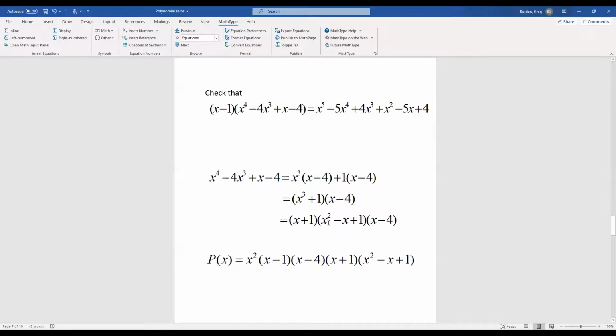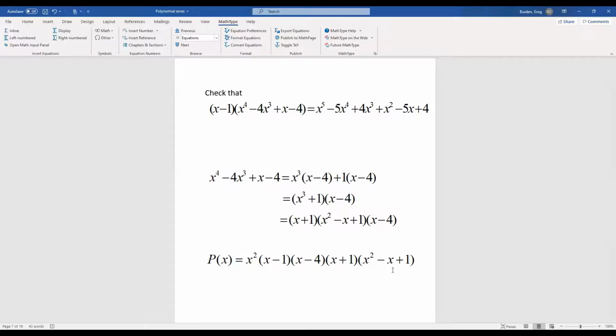Okay, so if you take all the work that's been done here and put it all back together again, what we found is that p of x could be written as x squared, which was the first thing I factored out, times x minus 1. Remember, we divided by that. Times x minus 4. I changed the order, so it brought the x minus 4 ahead, then the x plus 1, and the x squared minus x plus 1. The x squared minus x plus 1 is an irreducible quadratic.